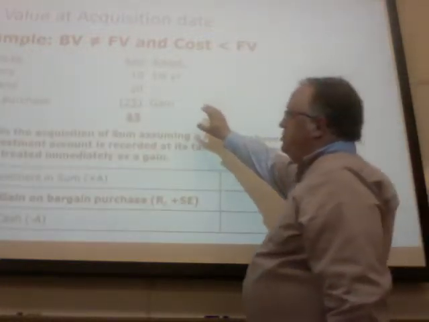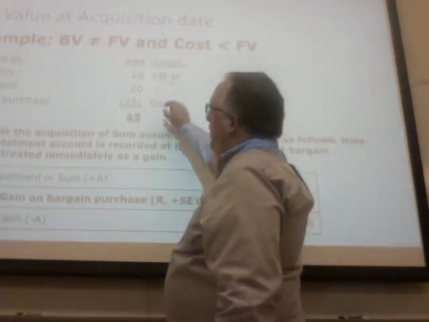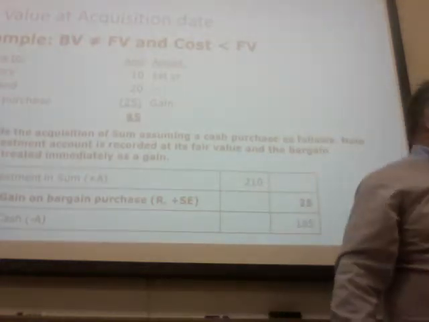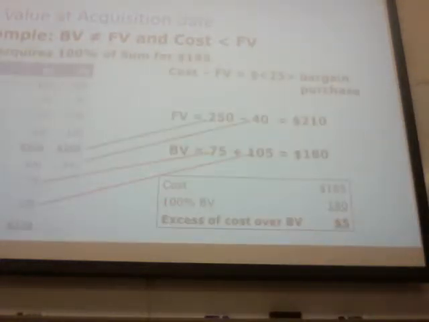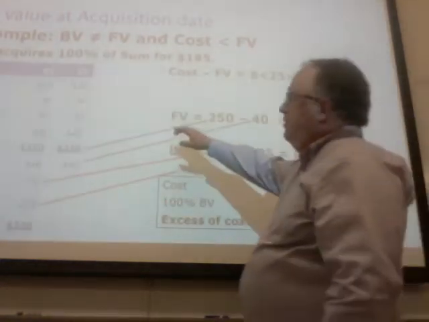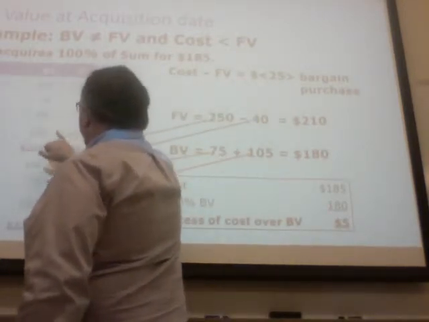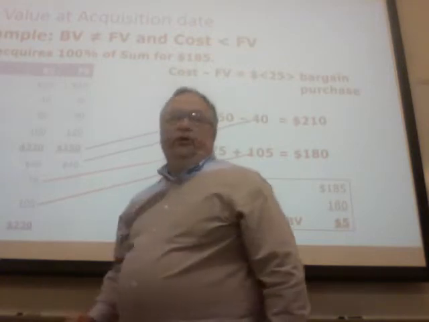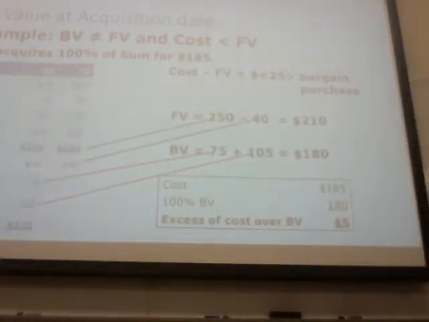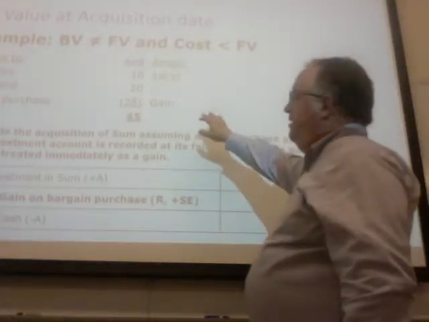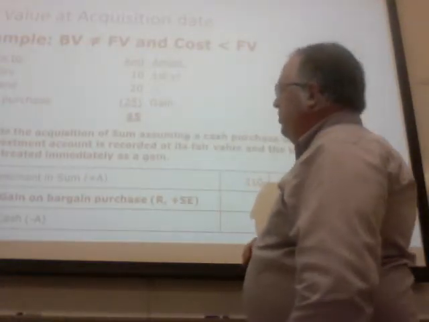So there's our allocation: inventory, plant, and our bargain purchase. It comes down to our net of 25. The inventory and plant numbers are right here. Inventory book value of 80, fair value of 90, plant book value of 100, fair value of 120. That's where those come from. Our bargain purchase is a gain. That's our total difference from the 185.